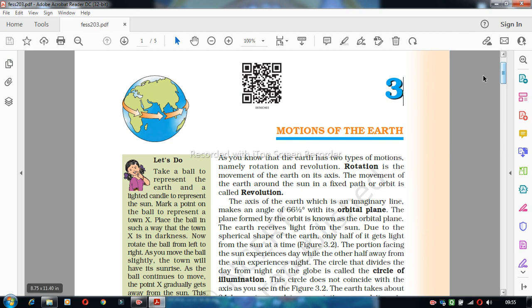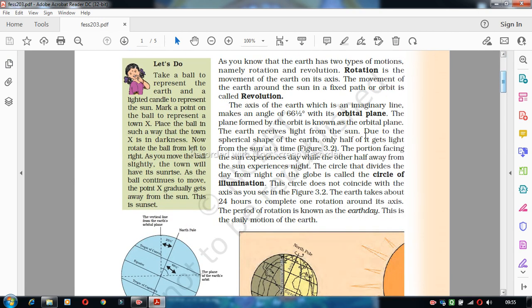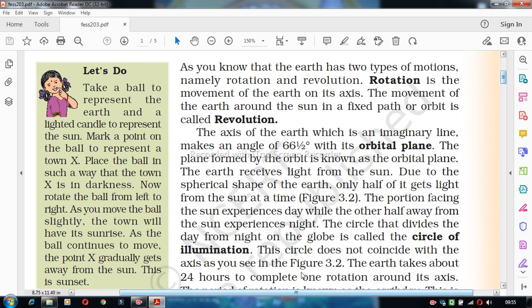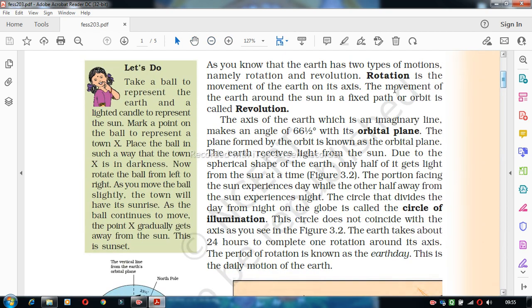Next, the axis of the Earth. We are here talking about the axis of the Earth. The axis of the Earth, which is an imaginary line, makes an angle of 66.5 degrees with its orbital plane. So again, please underline this sentence, orbital plane. The plane formed by the orbit is known as the orbital plane. The Earth receives light from the Sun due to its spherical shape.